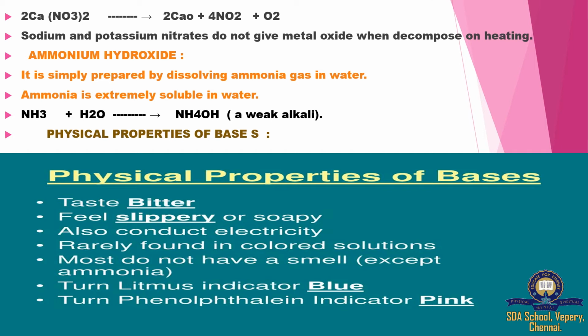Next, ammonium hydroxide. Ammonium hydroxide is simply prepared by dissolving ammonia gas in water, because ammonia is readily, or rather extremely, soluble in water. When ammonia gas is passed through water, it becomes ammonium hydroxide. It is a weak alkali.